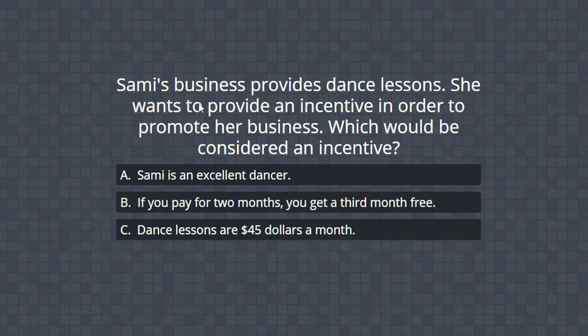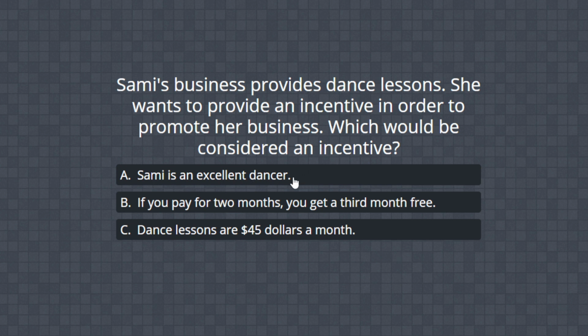Sammy's business provides dance lessons. She wants to provide an incentive in order to promote her business. Which would be considered an incentive? A. Sammy is an excellent dancer. Well, maybe Sammy is an excellent dancer, so maybe she wants to provide dance lessons to show off her talent. B. If you pay for 2 months, you get a 3rd month free. Okay, this one might be an incentive.